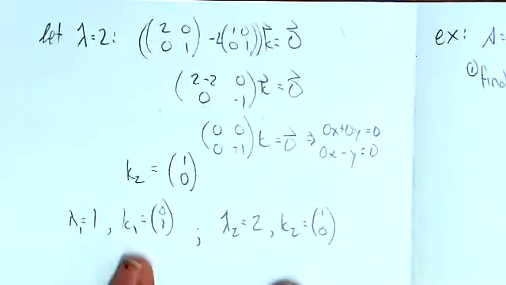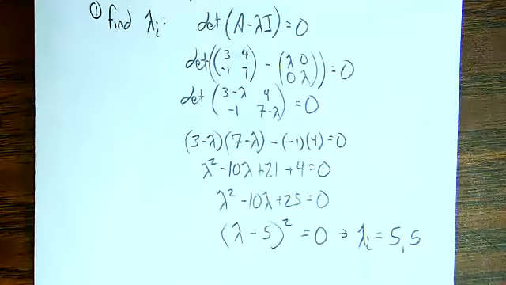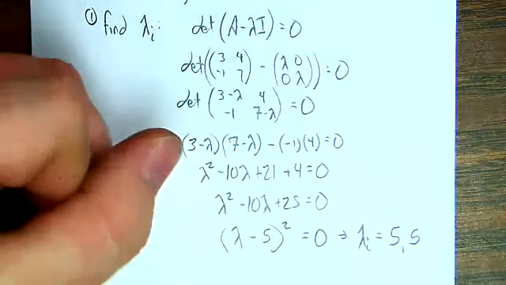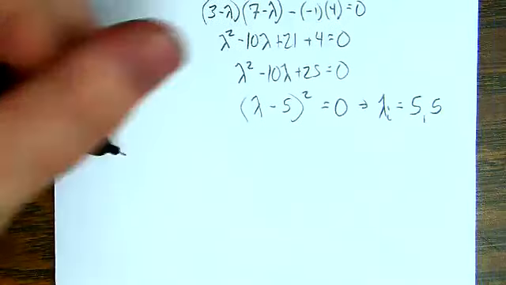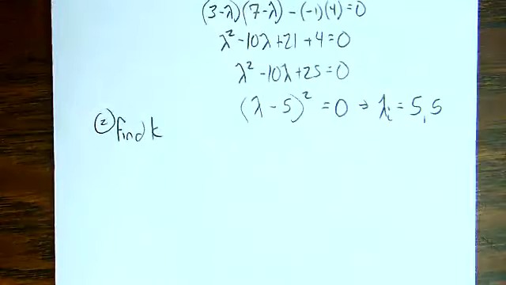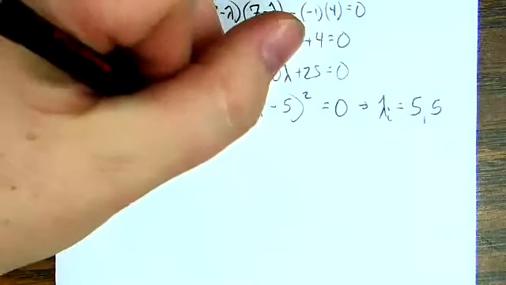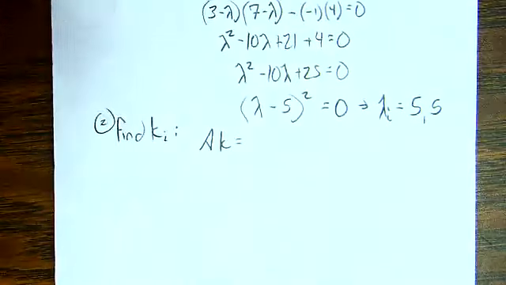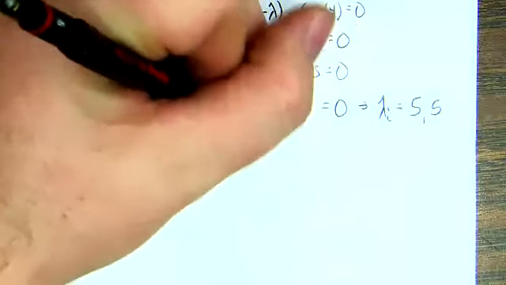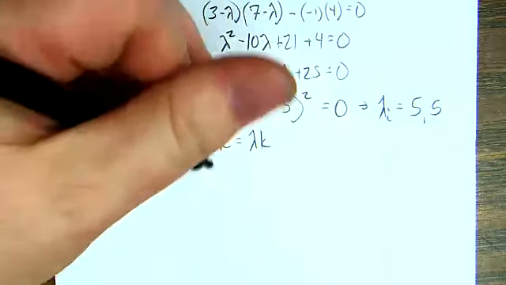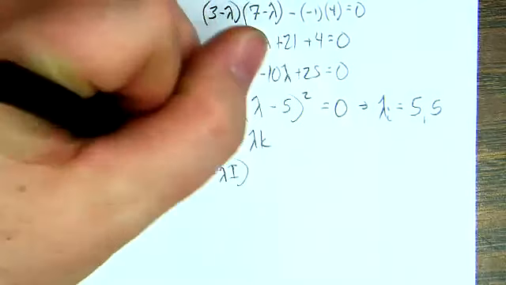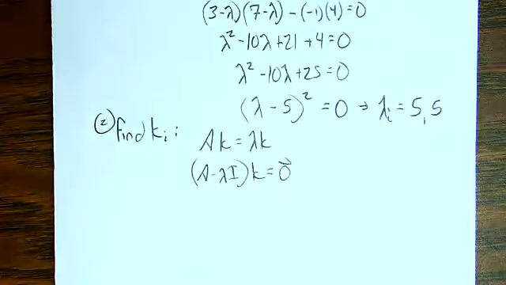We saw in the previous example what happens when we have 2 distinct eigenvalues. And in this example now, we have a repeated eigenvalue. Our next step is going to be find k associated with these eigenvalues. That is, find k so that Ak is equal to lambda k. That is, A minus lambda I, k is equal to the 0 vector.